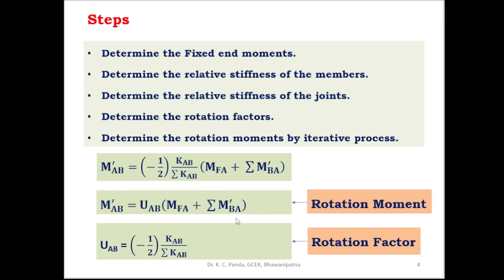So you have to take the summation of the far end rotation moments plus the fixed moment of the joint, and you have to multiply with the rotation factor, and you find the near end rotation moment.